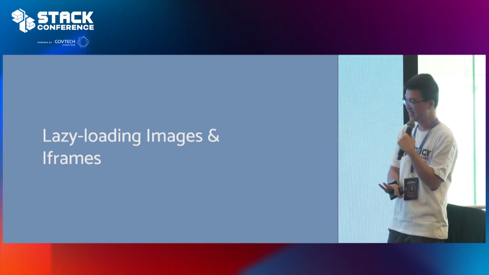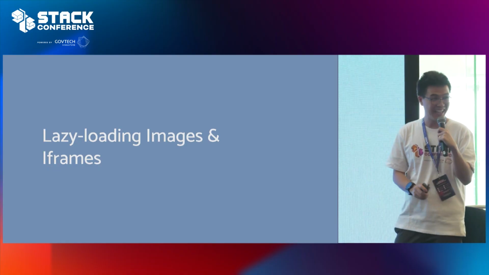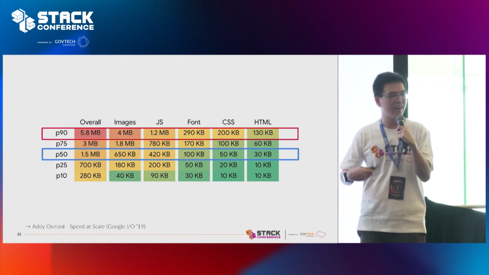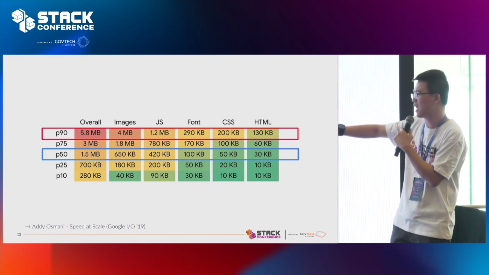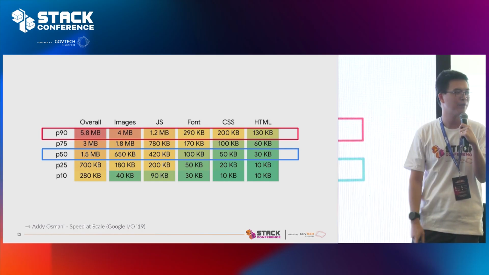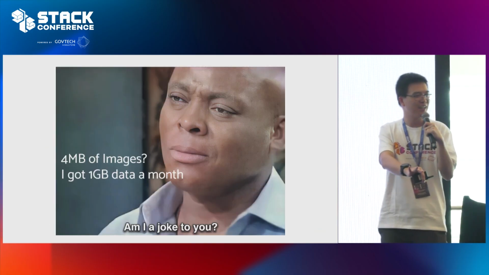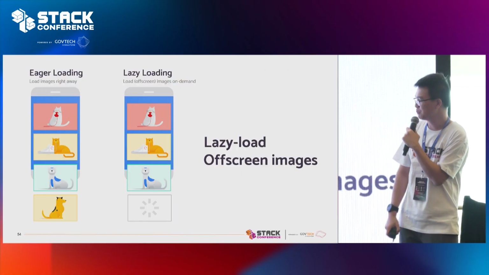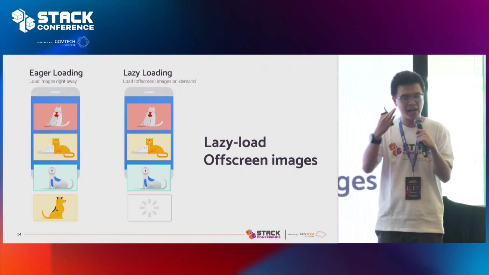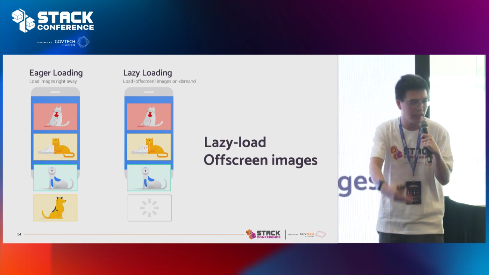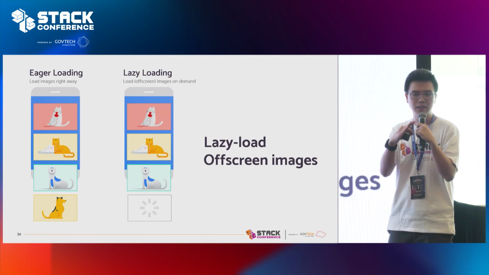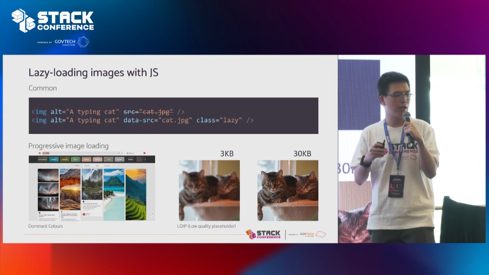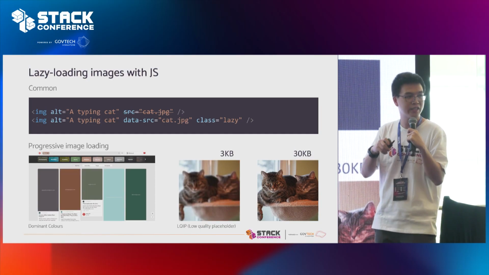And I only have 3 minutes left, so I'll go through the last one very quickly: lazy load image and iframe. We all know images are becoming very expensive over the years, with the top 10% of websites delivering like 4 megabytes of images. If you have 100 gig of data a month, that's not a problem. But if you have just 1 gig, it's going to run out really quickly. So lazy load basically means we only load the image when you need it, which means when the image is not in the visible screen, you will not load it. Simple as that.